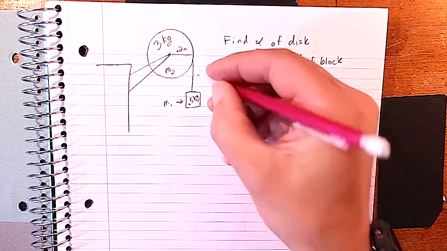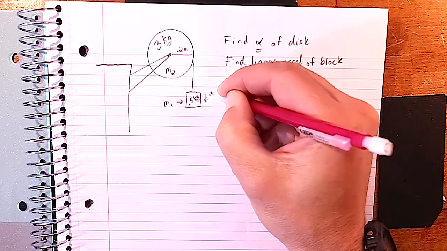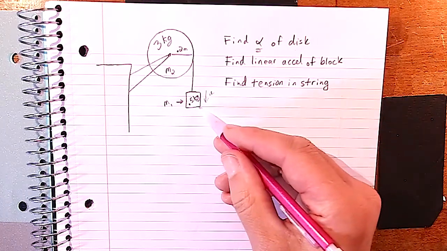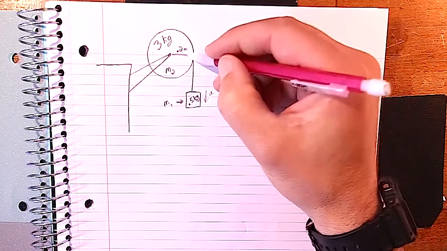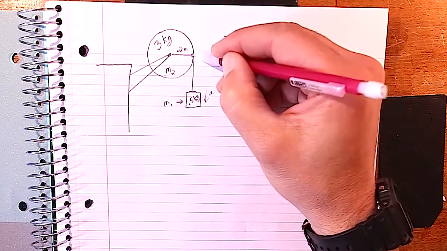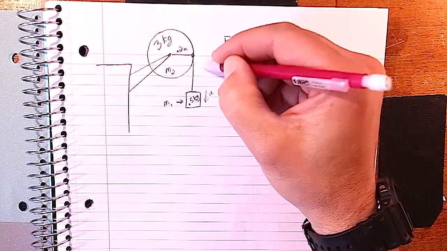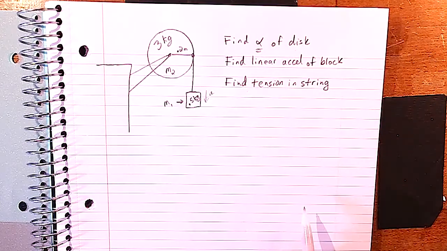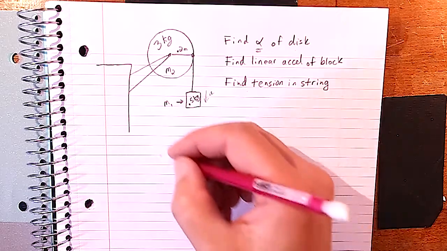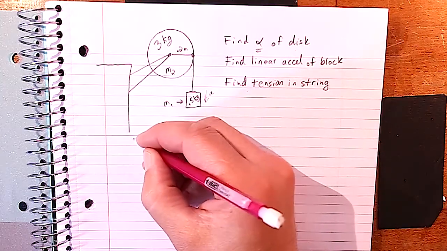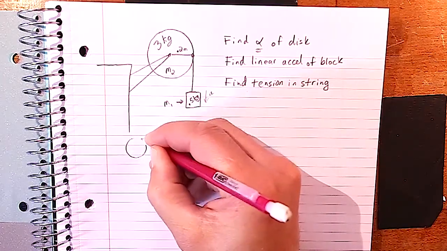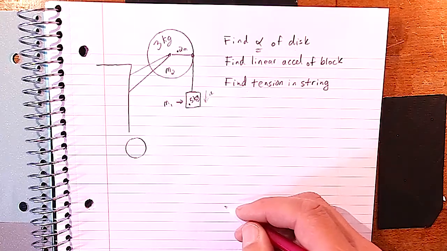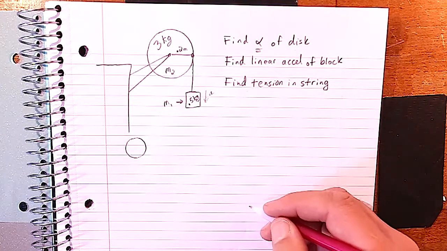But they also want to know what's the linear acceleration of the block, which is going to be the tangential acceleration of a point on the rim. And then lastly, what's the tension in the string? So before we go too far with this, the first thing we should do is do a diagram looking at the forces and then also what the torques will be.